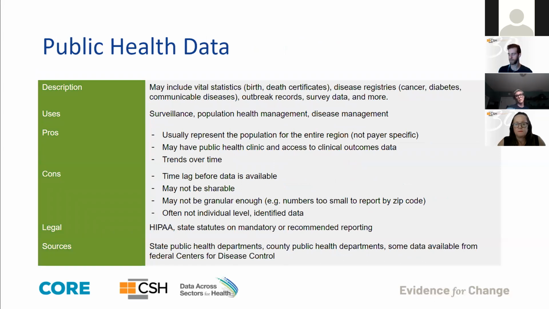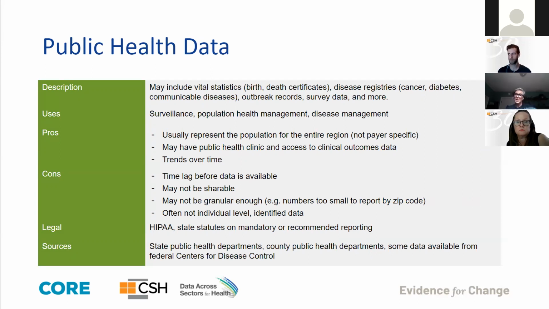Then the last health piece we're going to talk about is public health data. So this is more broad data from a population perspective, things like vital statistics, disease registries, outbreak records, survey data, things like that. So it's great for surveillance, population health management, or disease management. This is much more representative of an entire region. So while claims and EHR data is specific to a slice of a population accessing that space, this might have more relatability to a region or a state. And then it's really good for showing trends over time for those different areas.